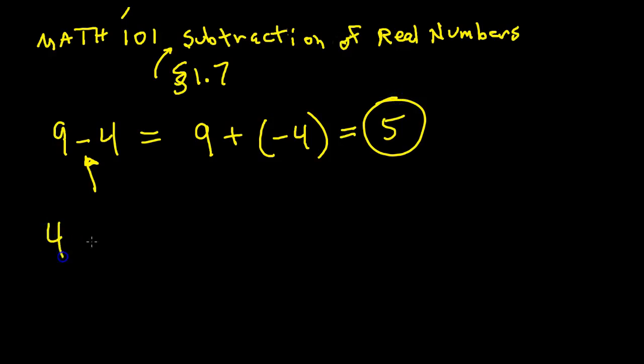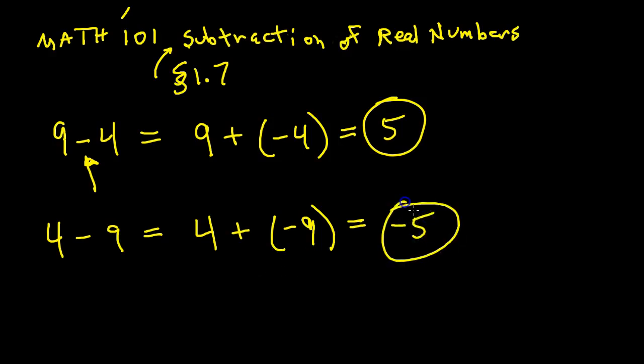Same thing. How about here? 4 minus 9. Then, well, if you're going to be formal about it, if you're subtracting a number, it's equivalent to adding the opposite. So 4 minus 9 is 4 plus negative 9. And when you add 4 to negative 9, you get a negative return of negative 5, right?